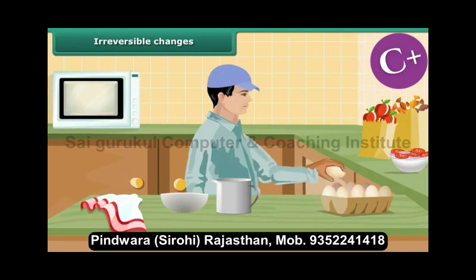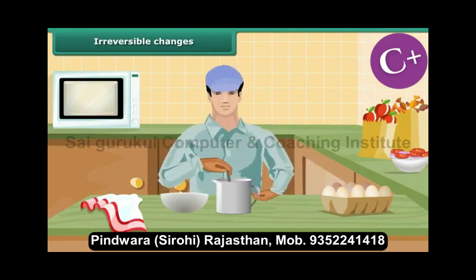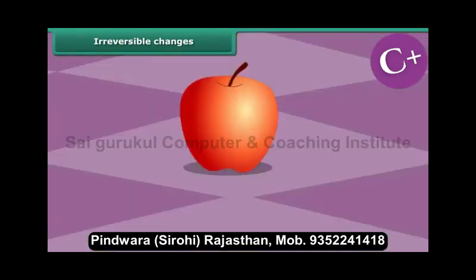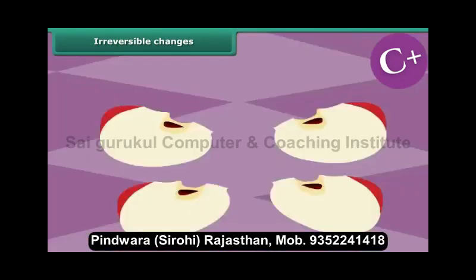Irreversible changes. Let us now look at some more changes and find out whether we can reverse them. Let's try breaking an egg and beating it for an omelette. Let's try to fry this beaten egg on a fry pan. Can we now get the original egg back? Do you like apples? Let's cut an apple into 4 pieces. After cutting the apple, can we get the whole apple back again? These are changes that cannot be reversed and are called irreversible changes.